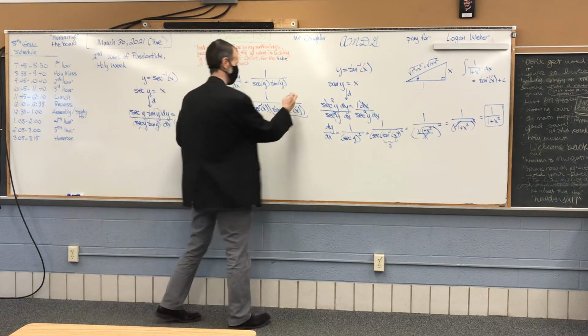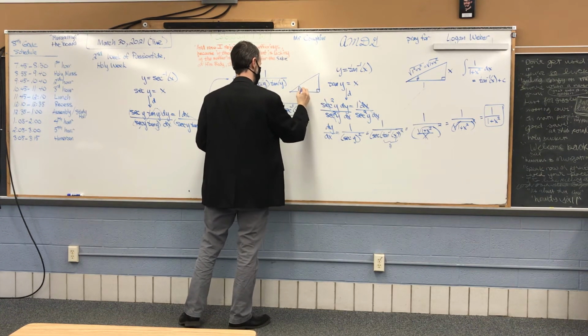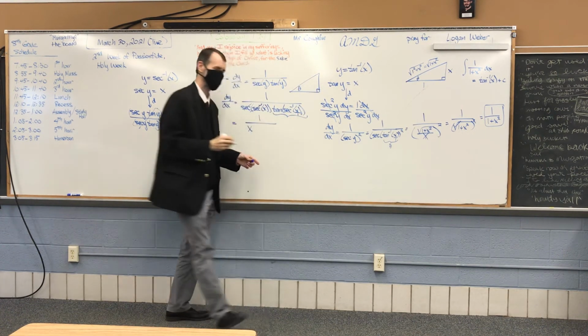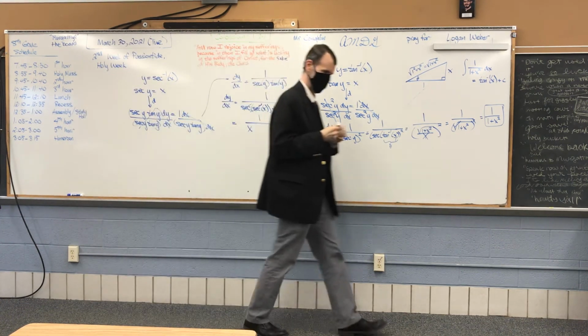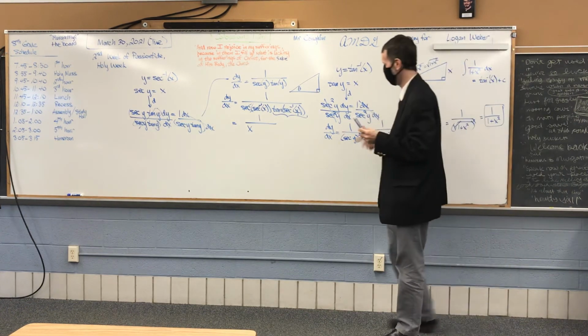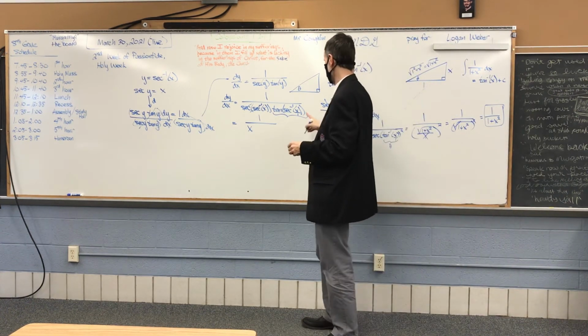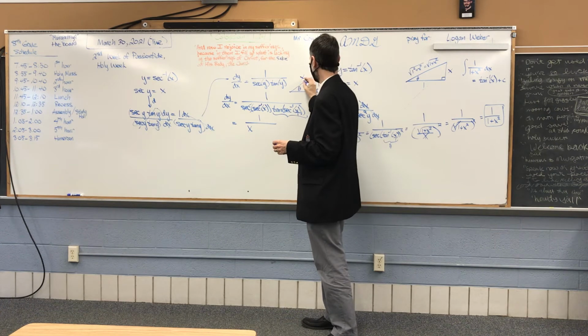Draw a triangle. Now, here's theta. Where would you put the x and the 1 so that secant makes sense? You have to be a little careful on that. Secant is the upside down version of cosine. So it'd be x is the hypotenuse and 1 is the adjacent? Yeah, because normally it's adjacent over hypotenuse. This is hypotenuse over adjacent.